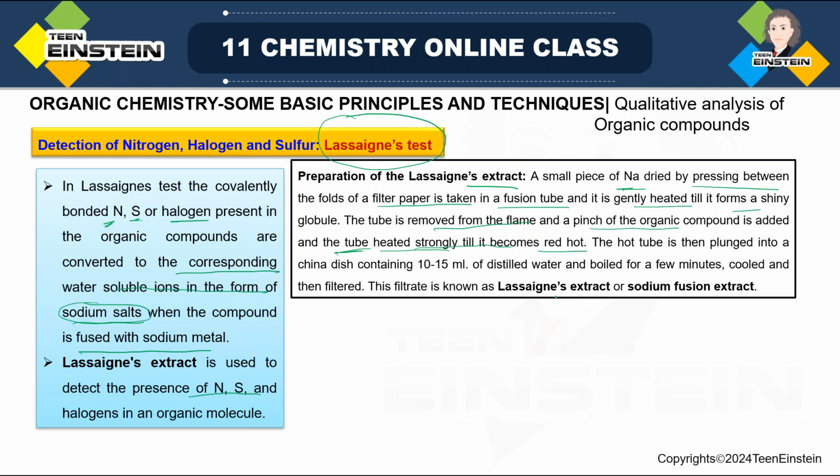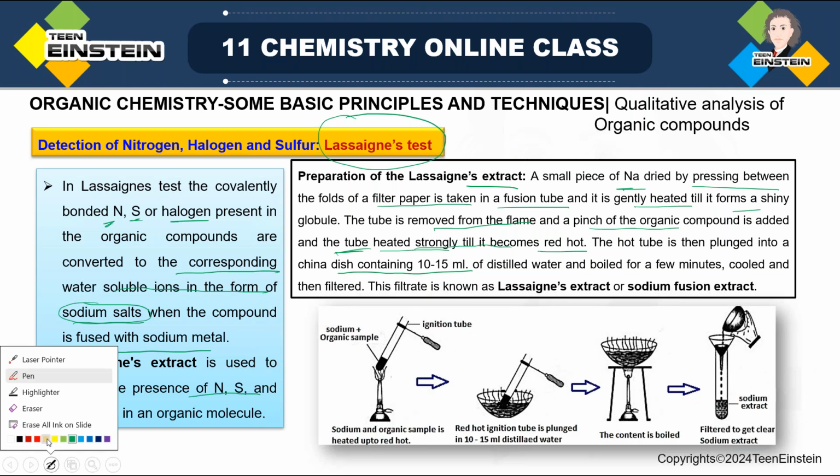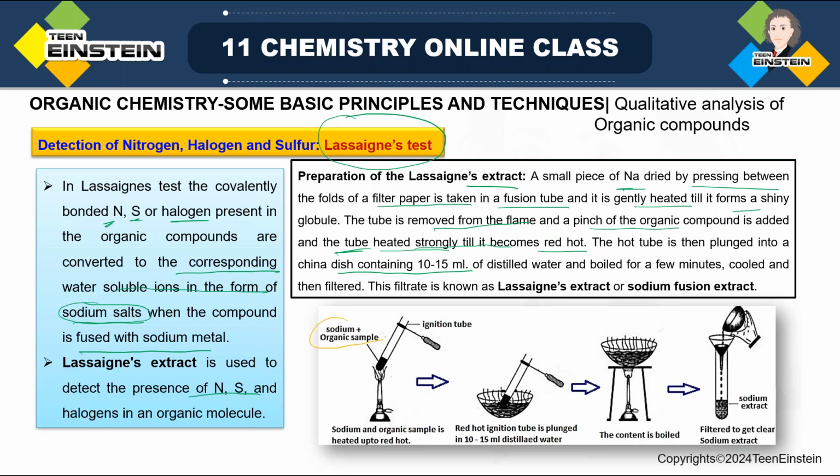Once it is red hot, now you have to plunge it in some china dish which is already containing some distilled water. So you have to plunge it, which means you have to break the portion where this mixture of sodium and organic compound is present. Now look at this picture, it will be clear how everything will happen. So we have taken sodium and organic sample after this shiny globule formation.